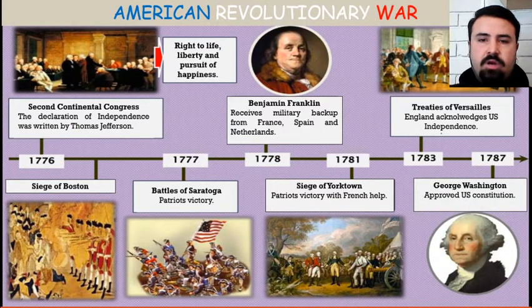The American Revolutionary War. 1776, the Second Continental Congress with the Declaration of Independence and the Siege of Boston. 1777, Battles of Saratoga. 1778, Benjamin Franklin received military backup from France, Spain, and the Netherlands. 1781, the Siege of Yorktown. 1783, the Treaties of Versailles. 1787, George Washington approved the U.S. Constitution.